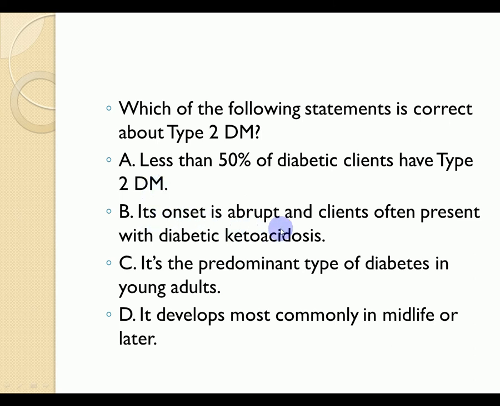Its onset is abrupt, and clients often present with diabetic ketoacidosis. We said people with type 2 don't go into diabetic ketoacidosis. It's the predominant type of diabetes in young adults. And if you remember, type 2 is in the older population. It develops most commonly in midlife or later. And that is the one that should be the correct answer for type 2.